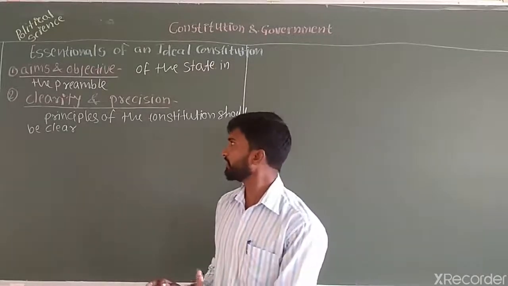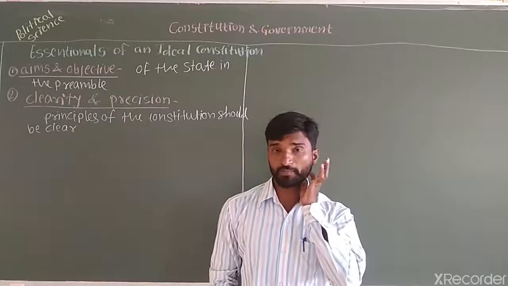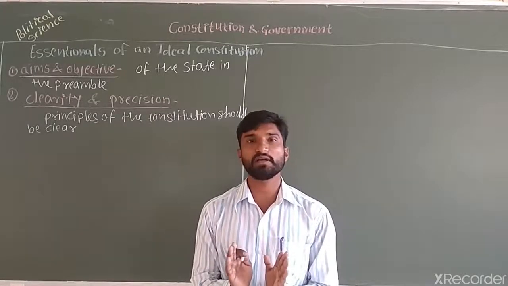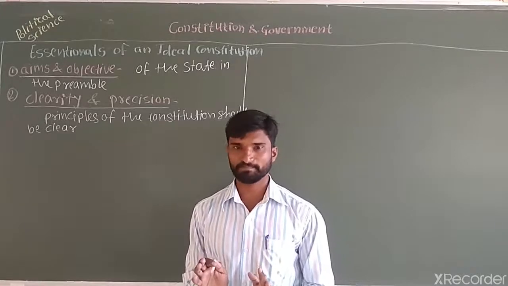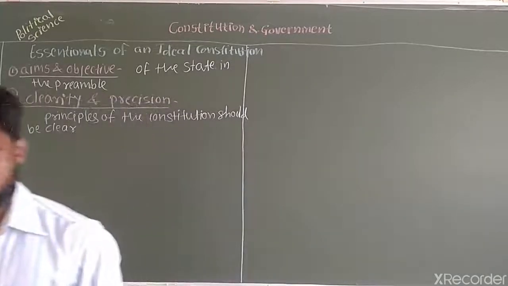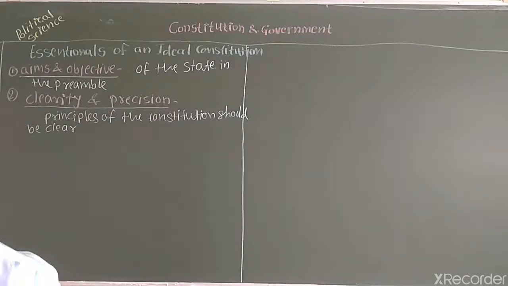Meaning should be clear and precise. It should not be ambiguous. Ambiguous means unclear, it should not be like that. That is the second characteristic of the ideal constitution.